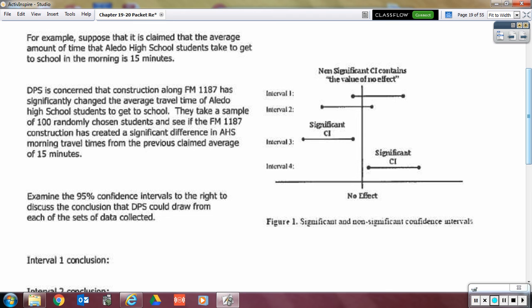So look here. This right here, no effect. So this line here represents it still taking 15 minutes. Okay? That line represents it still taking 15 minutes. So if the interval they got, for example, look at interval number 1. They got a p hat right there, and then they got that interval for interval number 1. Would interval number 1 give you conclusive evidence that it is now different from 15 minutes? That the average time it takes is different from 15 minutes?